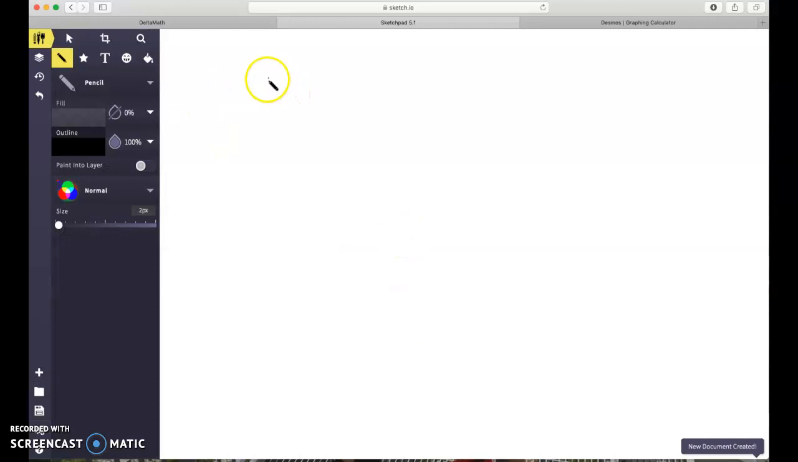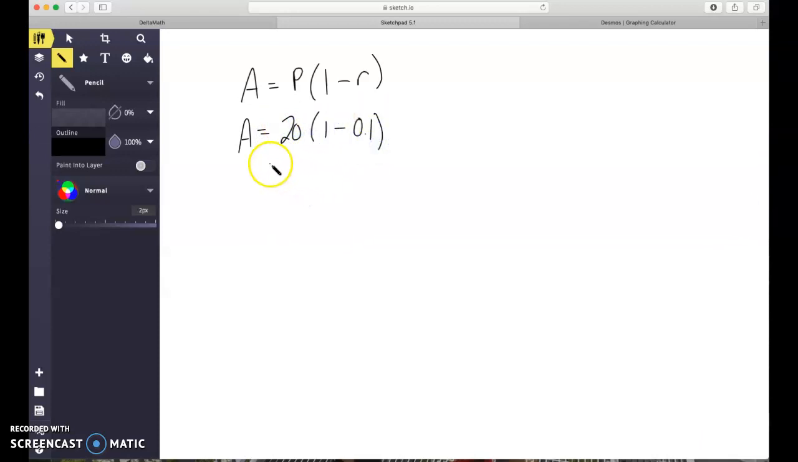formula. So we're going to start with 20, and we could use our formula A equals P, but instead of increasing, now since we're decreasing, we're going to subtract our rate, right? So the amount we're trying to find is our 20 times 1 minus our rate as a decimal, which is 0.1. So essentially they want to know 90%: 1 minus 0.1 is 0.9 of 20, right?